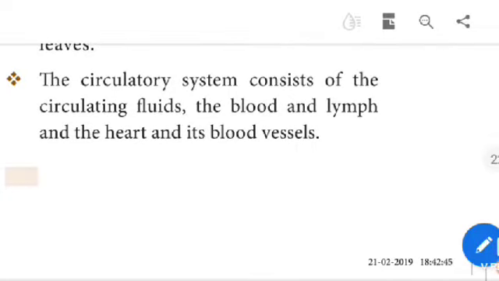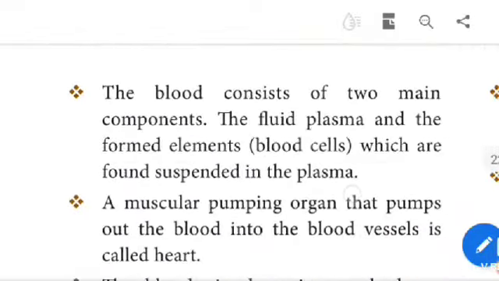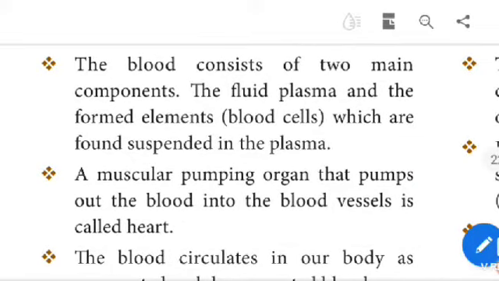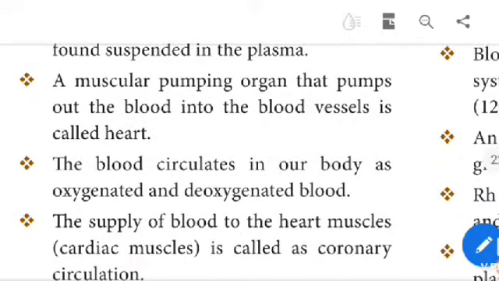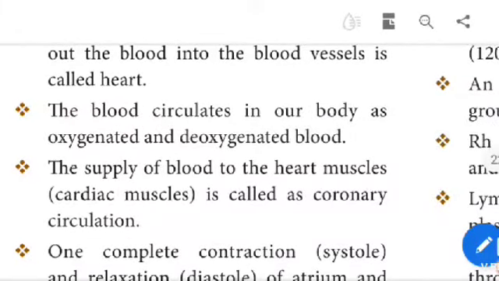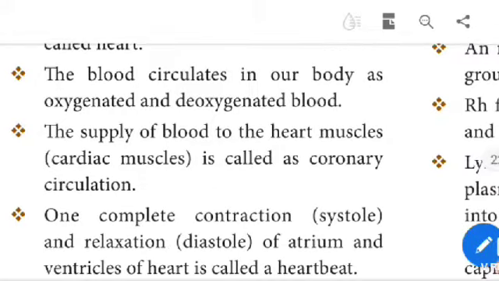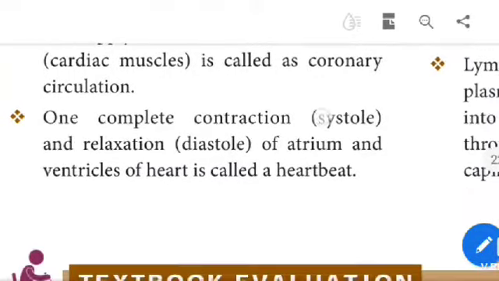The circulatory system consists of the circulating fluids, the blood and lymph, and the heart and its blood vessels. The blood consists of two main components, the fluid plasma and the formed elements, the blood cells, which are suspended in the plasma. A muscular pumping organ that pumps blood into the blood vessels is called the heart. The blood circulates in our body as oxygenated and deoxygenated blood. The supply of blood to the heart muscles, the cardiac muscles, is called coronary circulation.